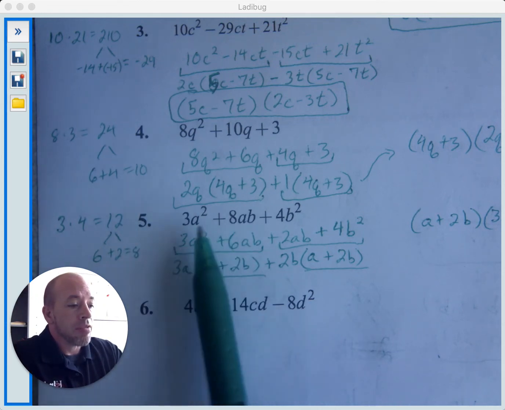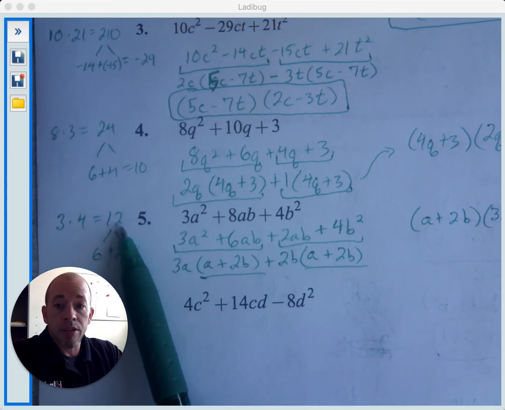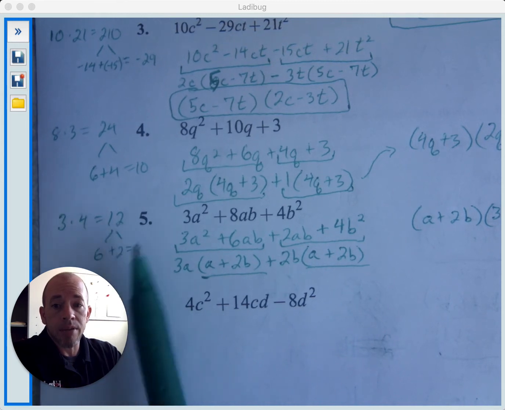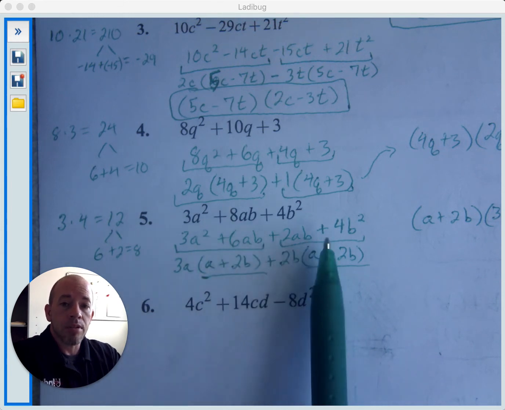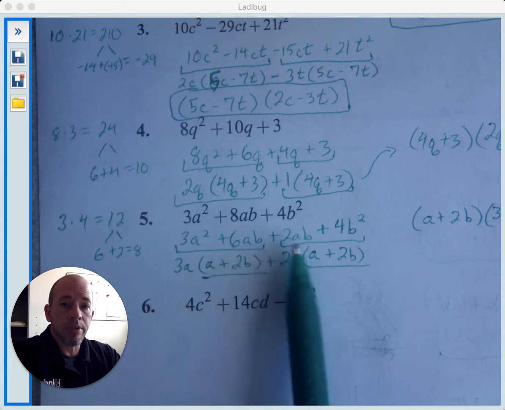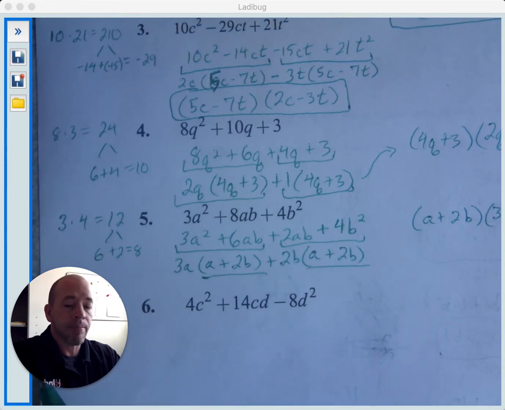So we multiply 3 times 4, you get 12. You have to find two factors of 12 that add up to 8. Well, 6 and 2 happen to work. 6 plus 2 is 8. You rewrite the middle term as two terms: 3a squared plus 6ab plus 2ab plus 4b squared.